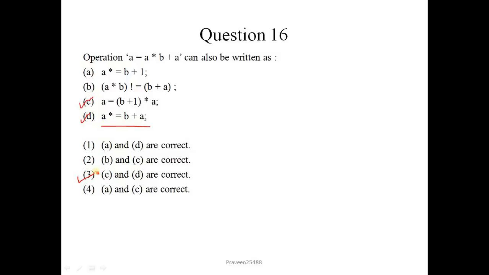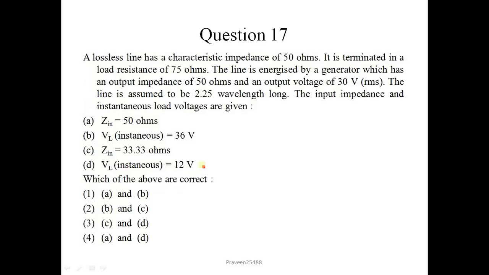So next question is question number 17. A lossless line has a characteristic impedance of 50 ohms. It is terminated in a load resistance of 75 ohms. The line is energized by a generator which has an output impedance of 50 ohms and an output voltage of 30 volts. The line is assumed to be 2.25 wavelength long. The input impedance and instantaneous load voltages are given.